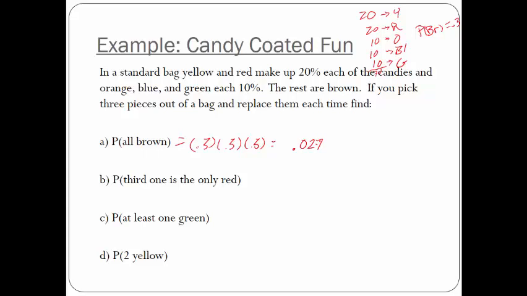The third one is the only red. That means the first one is not red. Here we're going to use that complement rule right off the bat.